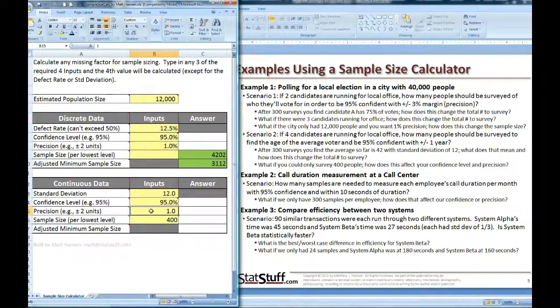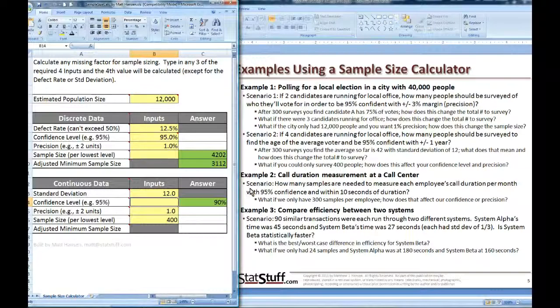And now we can solve for precision. So I would delete this value here, and if I only collected 400 surveys, my precision, instead of being within 1 year, now it's only going to be 1.2 years. Or if I wanted to solve for the confidence level, if I want to keep this at 1, I can delete that, and it would tell me, well, with 400 surveys, again at 1 year as my precision, I'm really only going to be 90% confident. So you can see this is the power of this calculator. You can use the same calculator to solve for whatever that missing value is, so you can figure out what adjustments you might need to make between your confidence level and precision.